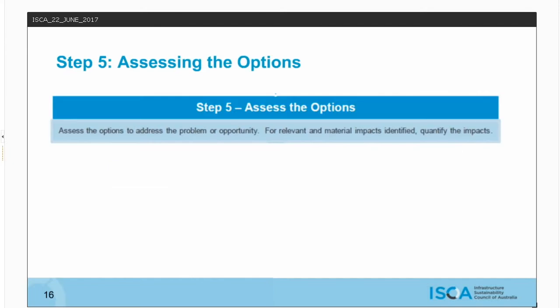Thanks, Rick. So we've been through defining the problem or the opportunity, identifying key stakeholders and their drivers, identifying the various options and describing the impacts of the options. We're now moving on to step 5 and assessing the options.